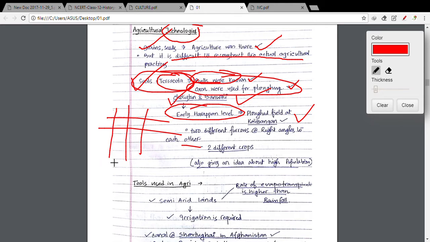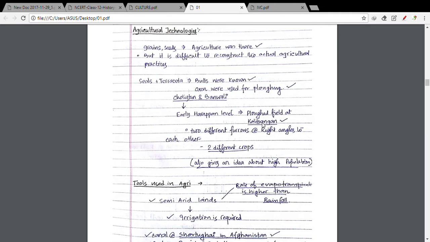So these were the patterns of the field. That means there were two different crops, one along this and one along this. This is also giving an idea about the high population, because you will only be growing two crops when there is a requirement of two crops.